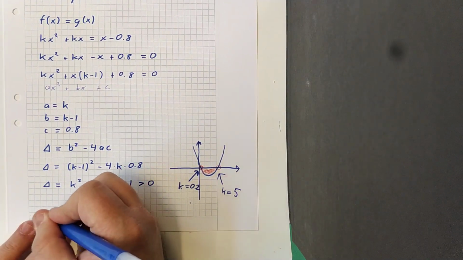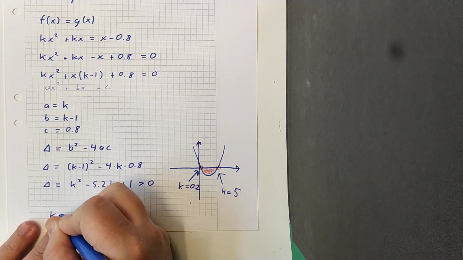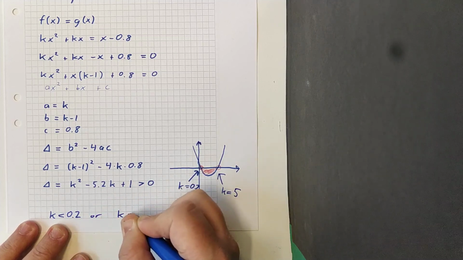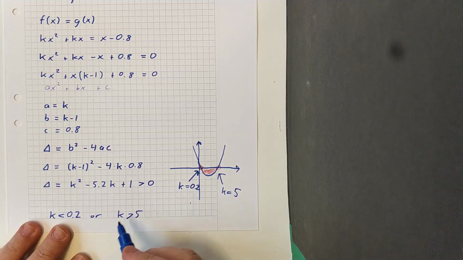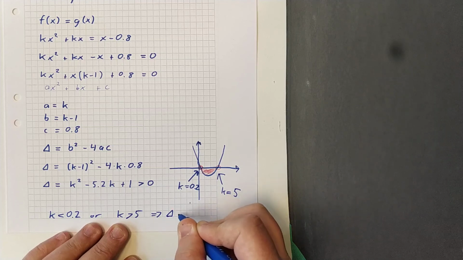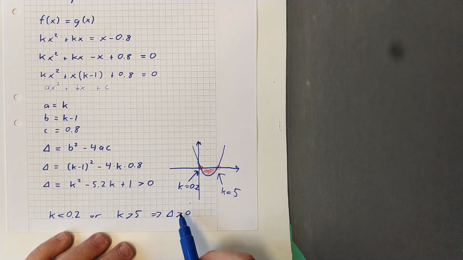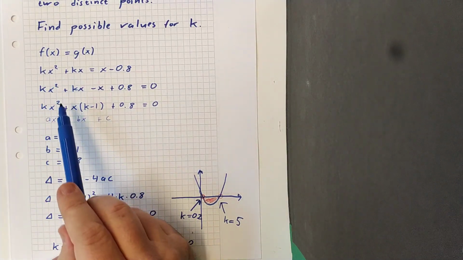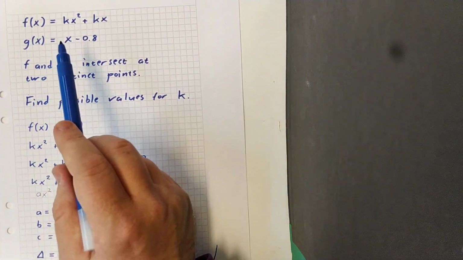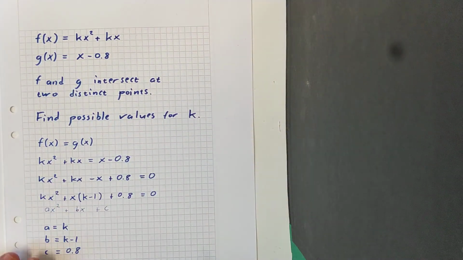We have an answer saying that if k is less than 0.2 or k is greater than 5, any of these two will lead to the discriminant being greater than 0. And since the discriminant of our original function is greater than 0, that means that this is true, and therefore that f of x and g of x will intersect.